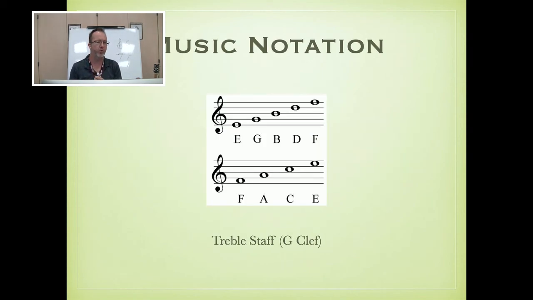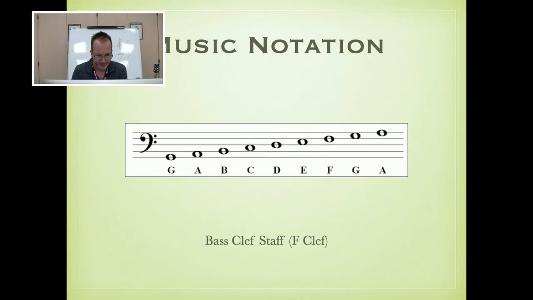If you do the one on the treble clef, notice the circle right here. The line that goes in between that circle is going to be a G. That's one way that you can always remember. The G clef is for the treble, the F clef is for the bass.